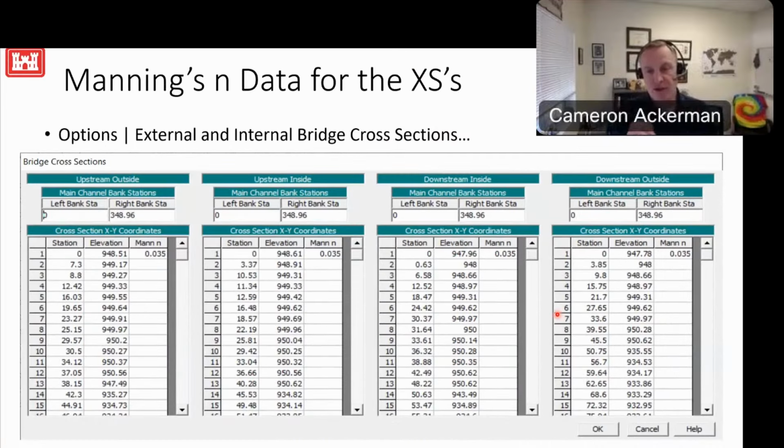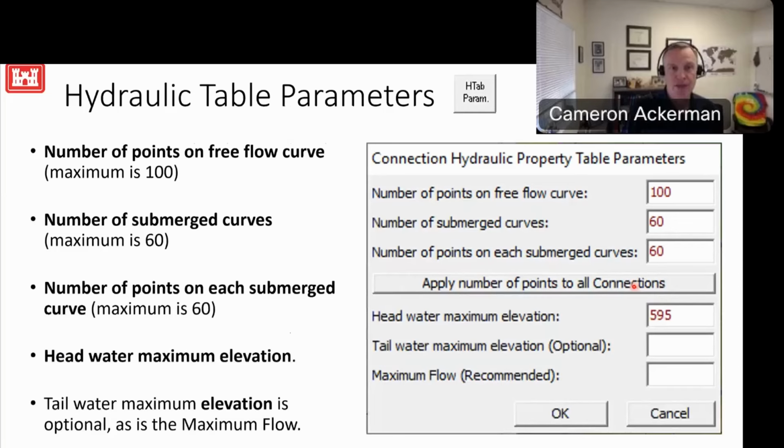One thing that isn't obvious to users is that when you enter the bridge information, we're creating those 4 cross sections that we've talked about: cross section 3, BU, BD, and cross section 2. That station elevation information can be overridden. Not necessary to do it, and hopefully you don't need to. But what you do need to do is include the Manning's n value data for the bridge. So you'll have to go into the internal bridge cross section editor and add Manning's n values for each of those cross sections. And then the last piece of information we're going to talk about is entering hydraulic table parameters. That's how many points you want on your curves.